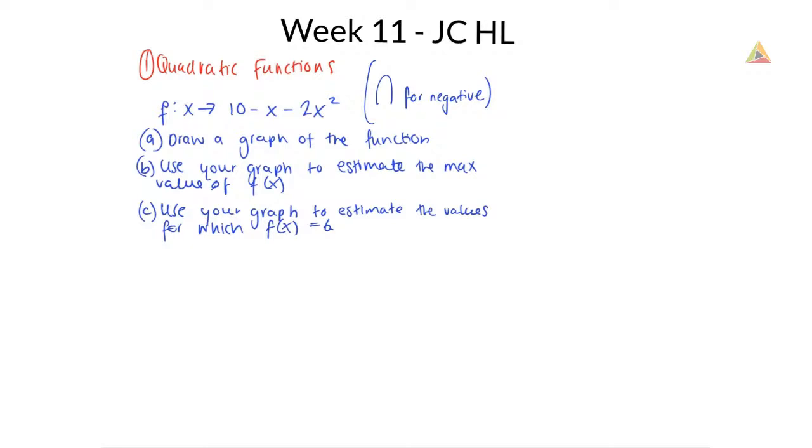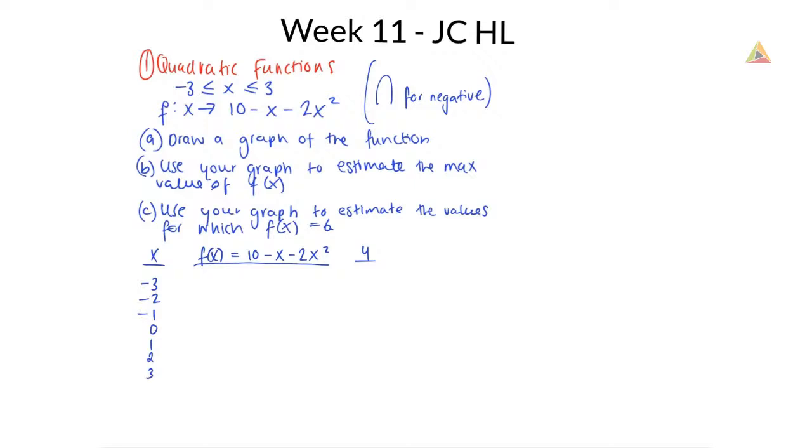So we are asked to draw a graph of this function, and sorry, I forgot to put in the domain actually. So the domain is minus 3 is less than or equal to x is less than or equal to 3. So you have to go from minus 3 up to 3. So let's draw our table here. So our x values, our f of x, which is our rule, which is 10 minus x minus 2x squared, and then our corresponding y values. So our x values go from minus 3 all the way up to 3. So minus 3, minus 2, minus 1, 0, 1, 2, 3.